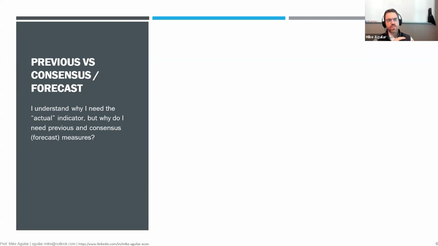Previous versus consensus versus the forecast. A question I get often is, I understand why I need the actual indicator, but why do I need the stuff that happened in the past? Don't I want to know what's happening now? Why do I need these consensus measures? Don't I need to know what's happening now?